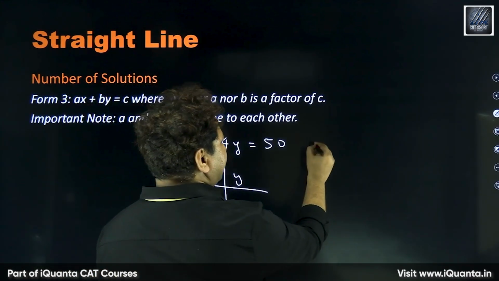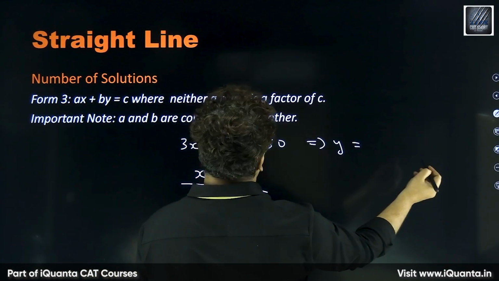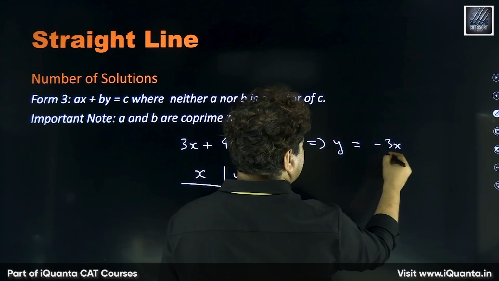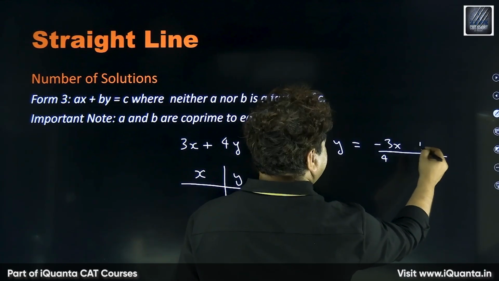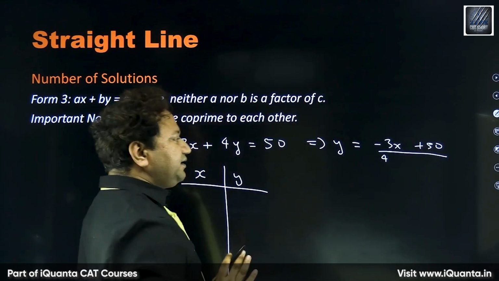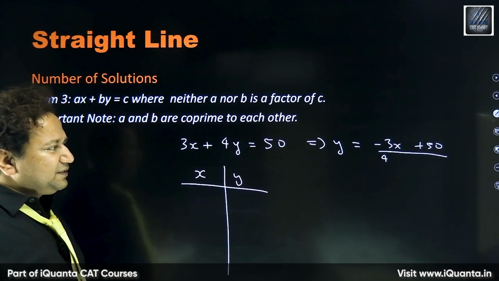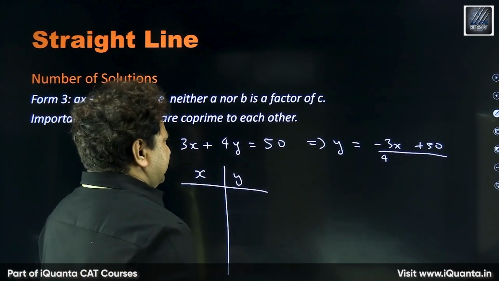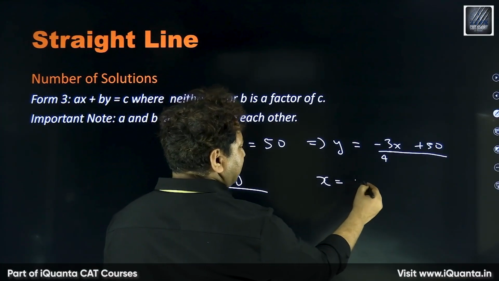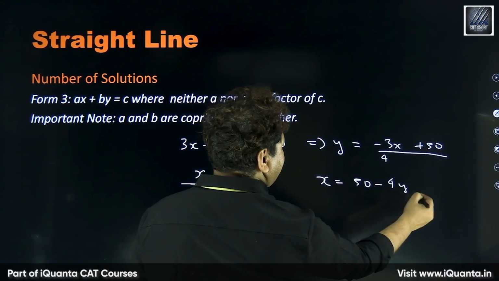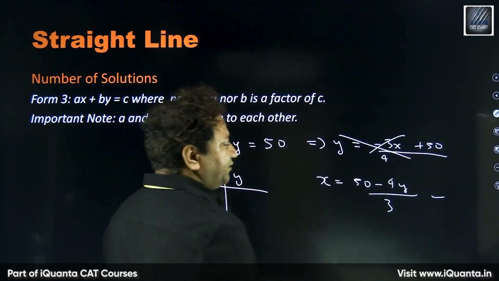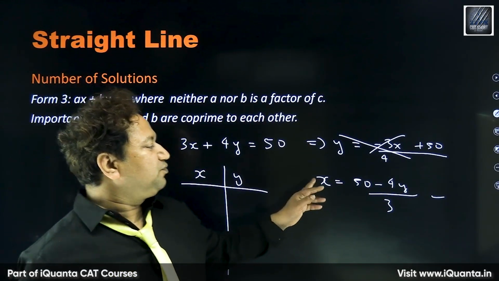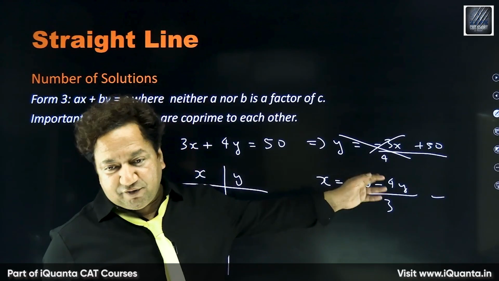So here I can write y as minus 3x plus 50 whole upon 4. That's what I can write. That is possible. All right. Also, I can write x as 50 minus 4y whole upon 3. This is a better way, not this. So here what is going to happen, I need x to be an integer and y to be an integer.